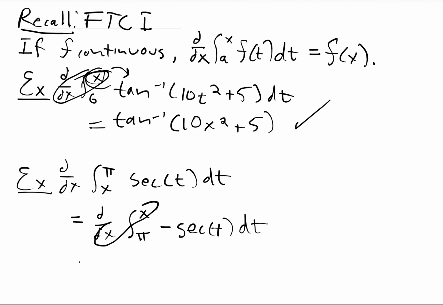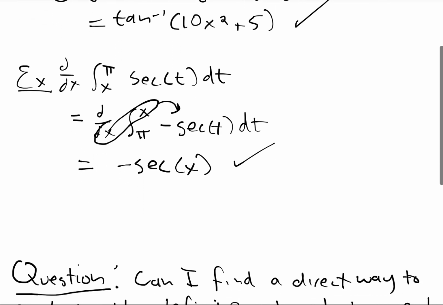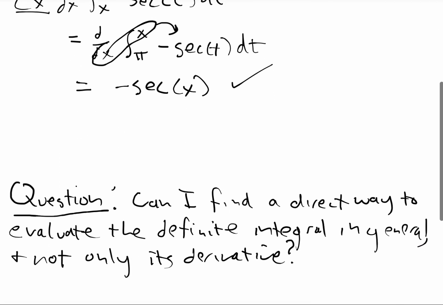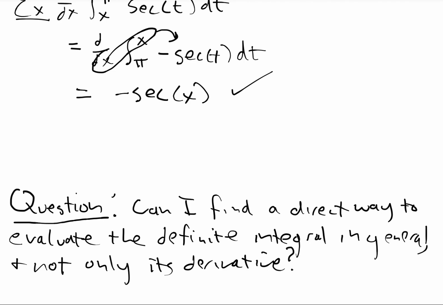I can make this observation that now my variables match as desired for FTC 1, and I can just take that variable and substitute it into my function. I'll get negative secant of x. Now, question: can I find a direct way to evaluate my definite integral?